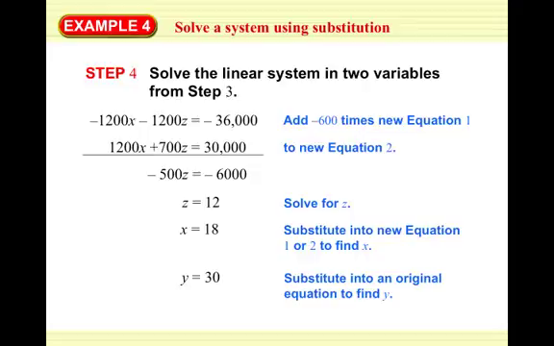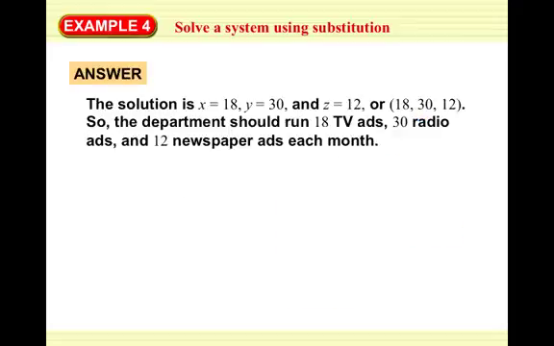So our solution here would be 18, 30, 12, if we write it as an ordered triple, or 18 TV ads, 30 radio ads, and 12 newspaper ads. Okay. There we go.